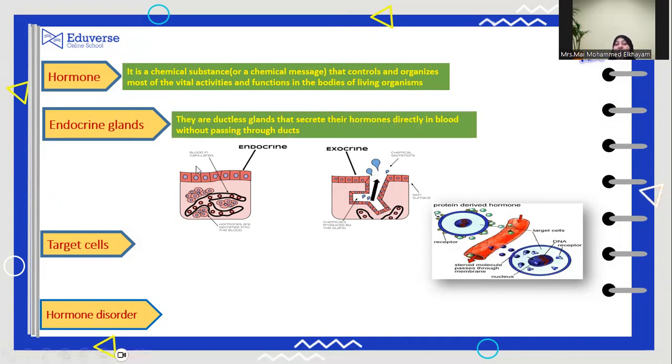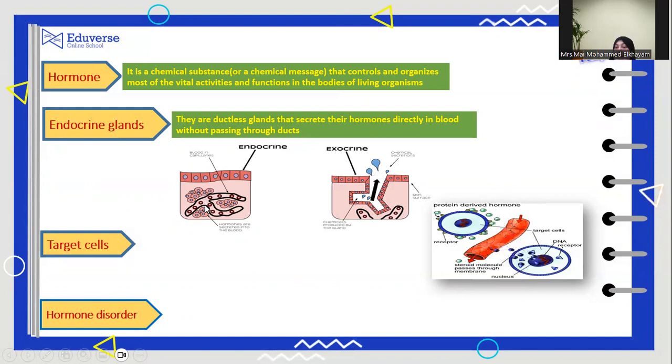Why are they ductless? Because they don't have ducts like the exocrine glands, like the sweat gland, for example. This is a sweat gland, pay attention. As you can see, it is under the skin and it has an opening on the skin. So it can release its secretion directly on the target cell. This is its target cell.